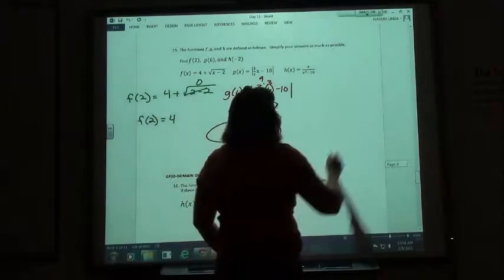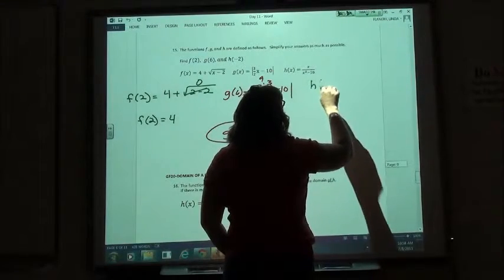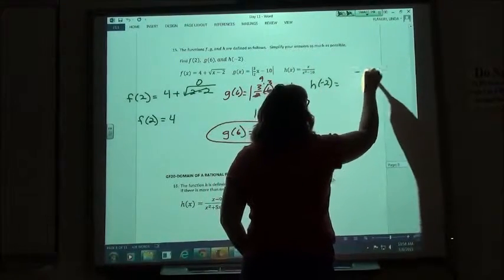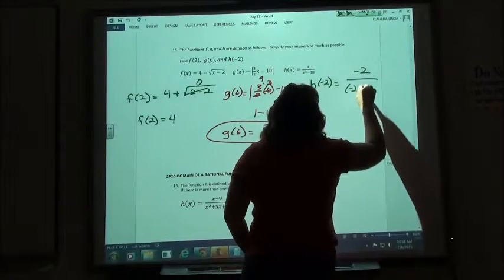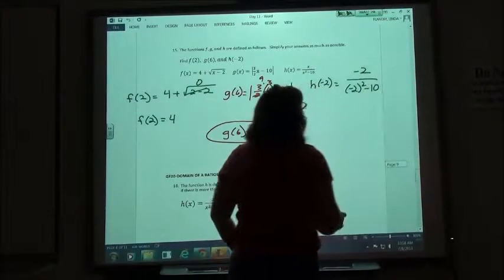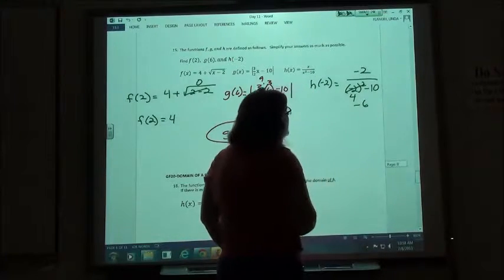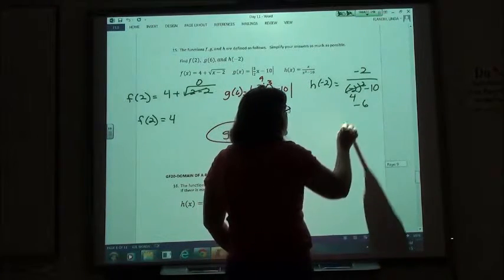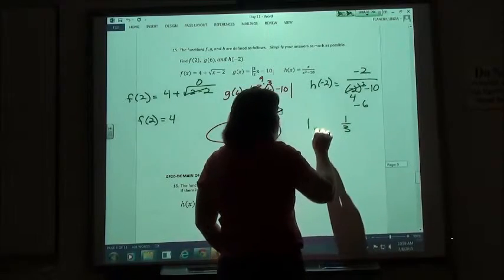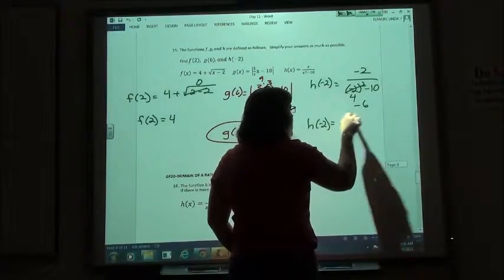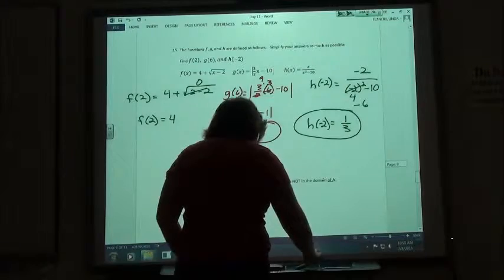And my h, I'm going to do h of negative 2. So negative 2 over negative 2 squared minus 10. Negative 2 squared is 4. 4 minus 10 is negative 6. Negative 2 over negative 6 is a positive 1/3. So h of negative 2 is going to be equal to 1/3.